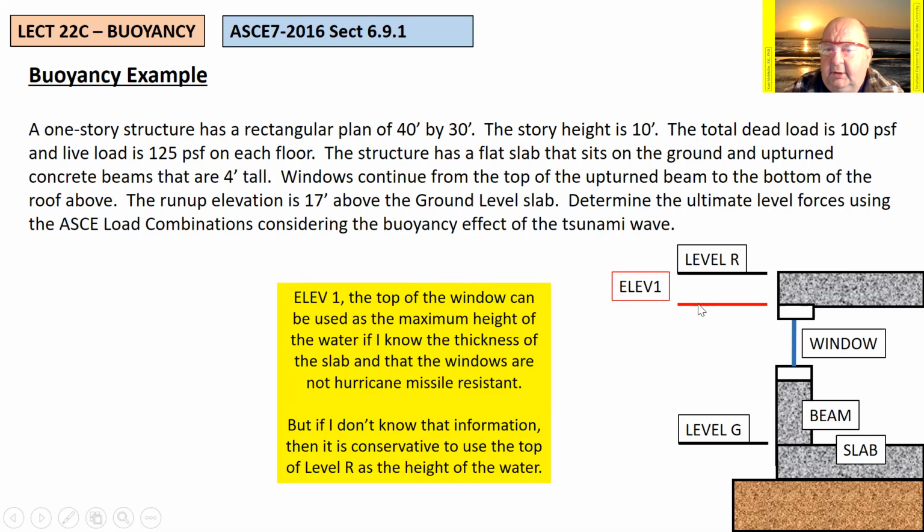Now, I could consider this elevation 1 limitation if I knew how thick the slab was, if I knew the windows weren't missile resistant or blast resistant. But on the other hand, if I don't have that kind of information, it's probably best then to be conservative and to assume that the water could come all the way up to the level of the roof.